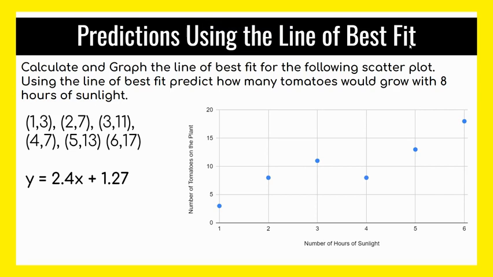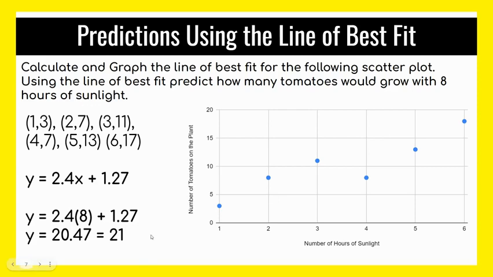And now the question actually asked me to predict how many tomatoes will grow in 8 hours of sunlight. Well, hours of sunlight was my x value, so I'm going to plug in 8 in place of x. Remember, your slope is always being multiplied by x, so I'm going to say 2.4 times 8 plus 1.27. I plug that in my calculator, I get 20.47. Now, since we're talking about number of tomatoes, I'm going to round that up to 21 because we don't have part of a tomato. So that would be 21 tomatoes.